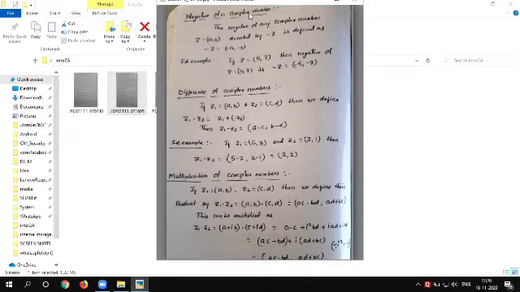Here a comma b is a complex number. Already we discussed in the last class. What is a complex number? How does it look? Z equals a comma b can be written as a plus ib, where i is called the imaginary number. Here a is the real part, and the i part is the imaginary part. Already we discussed. Now, the negative of a complex number.